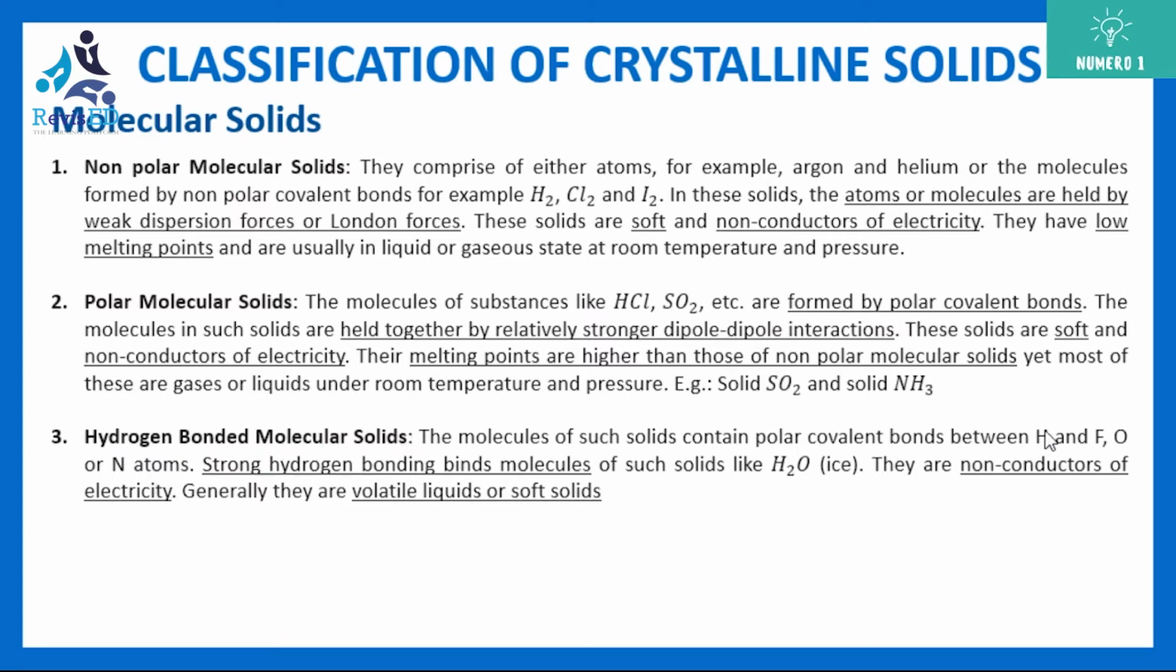The third type of molecular solid is hydrogen bonded molecular solid. In this one, we have hydrogen which is bonded to either a fluorine, oxygen or nitrogen atom. The reason is, since fluorine, oxygen and nitrogen are highly electronegative atoms, they are able to pull away the electrons from hydrogen. So strong hydrogen bonding binds the molecules, for example ice. They are non-conductors of electricity. Generally they are volatile liquids or soft solids. So this was about molecular solid.